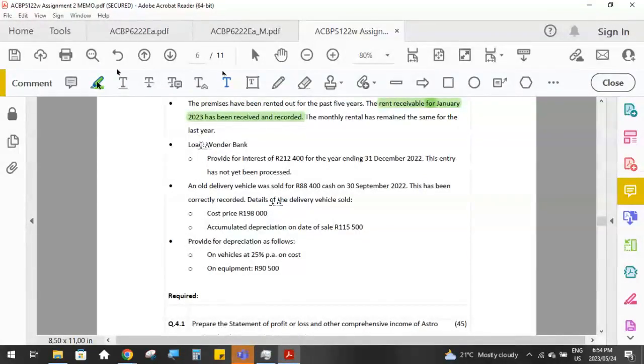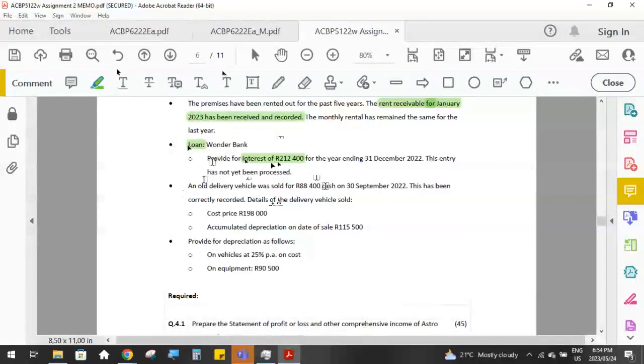Then the loan from Wonder Bank, so that's our liability, that loan account that we've got. We have to provide for interest of 212,400 for the year. This entry has not yet been processed. So all that is, again, is interest not yet recorded. So we must accrue the interest. So debit interest expense 212,400 and credit interest accrued, which will be a current liability account.